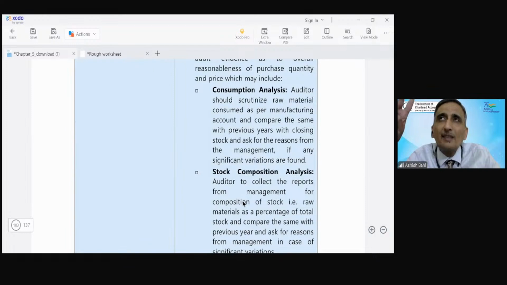So these are two separate terms. One is consumption analysis and one is stock composition analysis. Stock composition means carrying out a ratio analysis of raw material stock divided by total stocks and comparing it with the previous years, across the years.